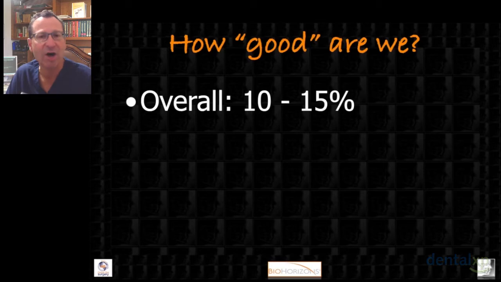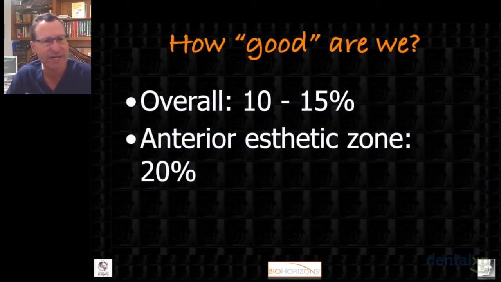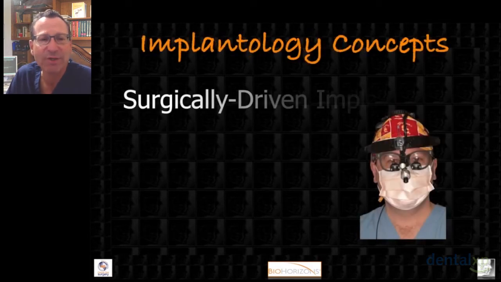It may be off so little that it's still restorable, or it may be way off where it's not restorable at all. But overall, about 10 to 15% of the time, the implants are not where they were planned to be. And in the anterior aesthetic zone, which is even more critical where we place the implants, it's a little higher, about 20%. And, as good as we are, we need to do better.